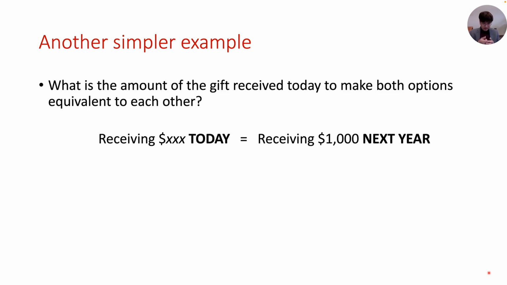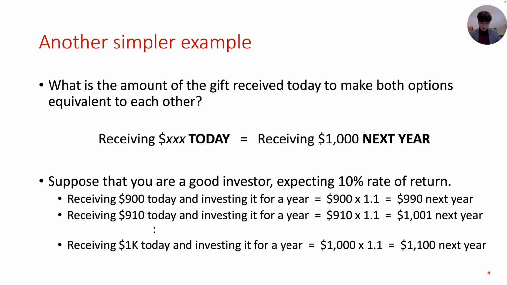Then, let's decrease the amount for the today option. How about $950? How about $900? How about $850 today? And what is the amount of money for the today's option, which makes you feel both options equivalent to each other? Maybe it's still not simple, so one more assumption. Suppose that you are a really good investor and you expect 10% rate of return from your investment.